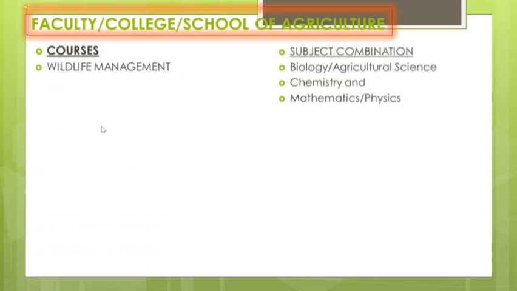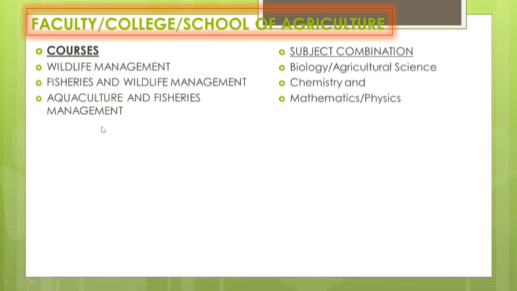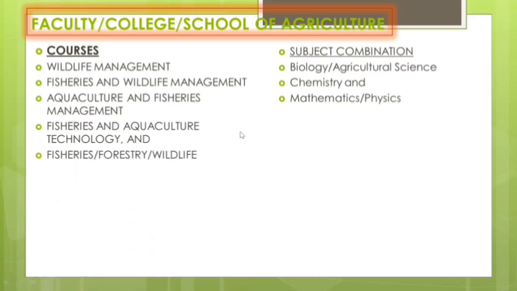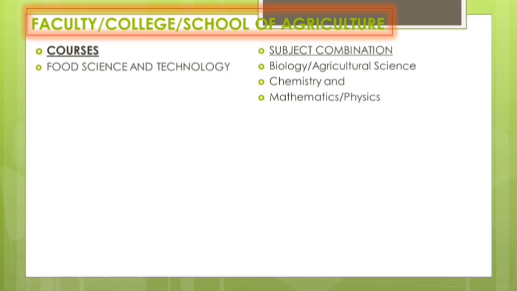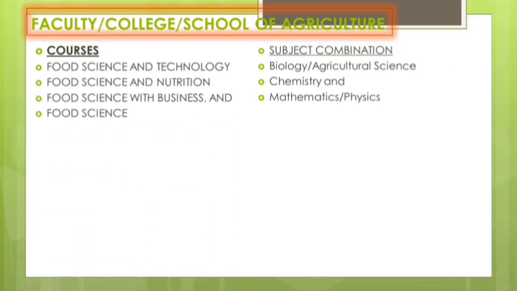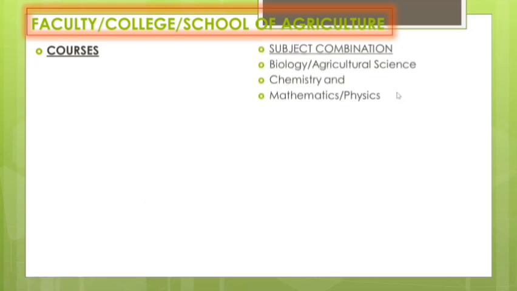For candidates applying for wildlife management, fishery and wildlife management, aquaculture and fishery management, fishery and aquaculture technology, and fishery, forestry, or wildlife, these are your JAMB subject combination. For candidates applying for food science and technology, food science and nutrition, food science with business, and food science, these are your JAMB subject combination. Let's look at other ones.